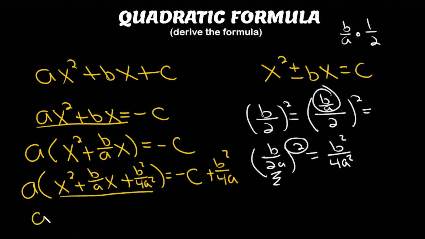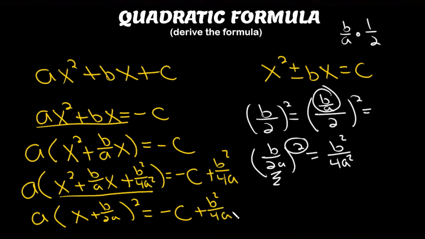So I'm going to be left with a, and then in parentheses, I'm going to have x plus b over 2a, and then square it. Okay, that's done. We just factored it. So if you were to expand that out, you're going to get what you have above there, all equal to negative c plus b squared all over 4a. All right, I'm going to start a new page so we can continue on with the problem.